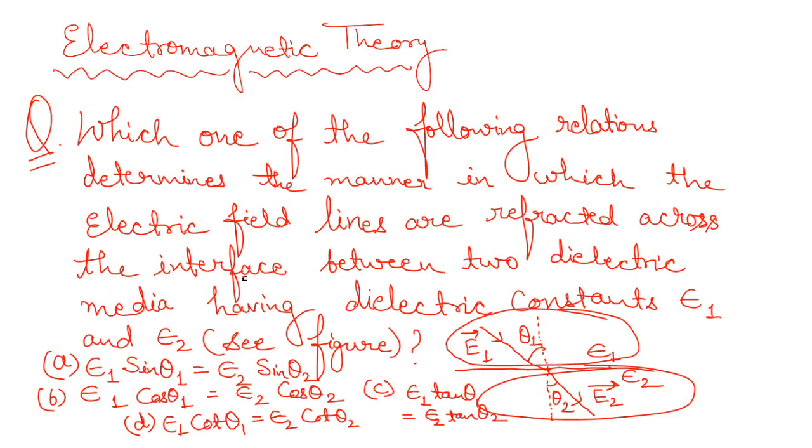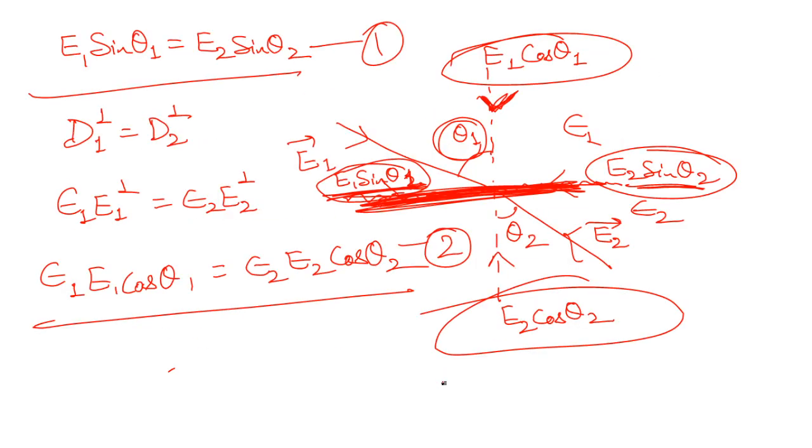What will be the most suitable thing, 1 by 2 or 2 by 1? You can see epsilon 1 is there multiplied with theta 1. So that means you don't want it everywhere. Epsilon 1 with theta 1 means you will be keeping it there. You are not going to do the cross multiplication anyway. So that means divide equation 2 by 1. When you do that, you will have epsilon 1 cancelled out.